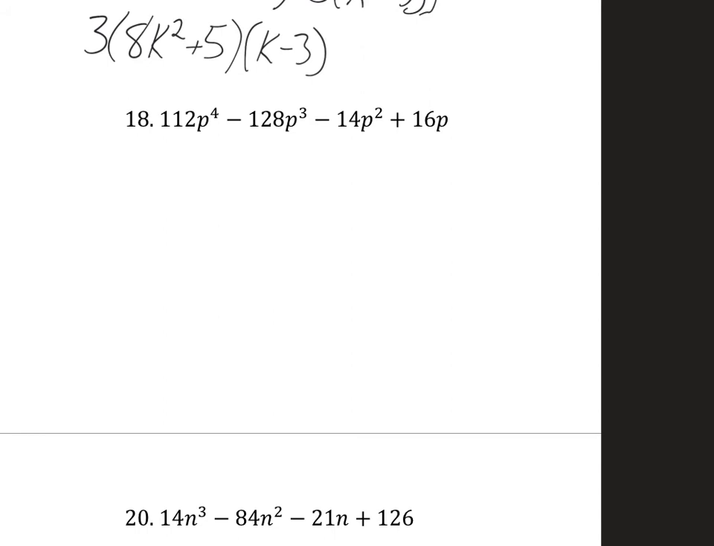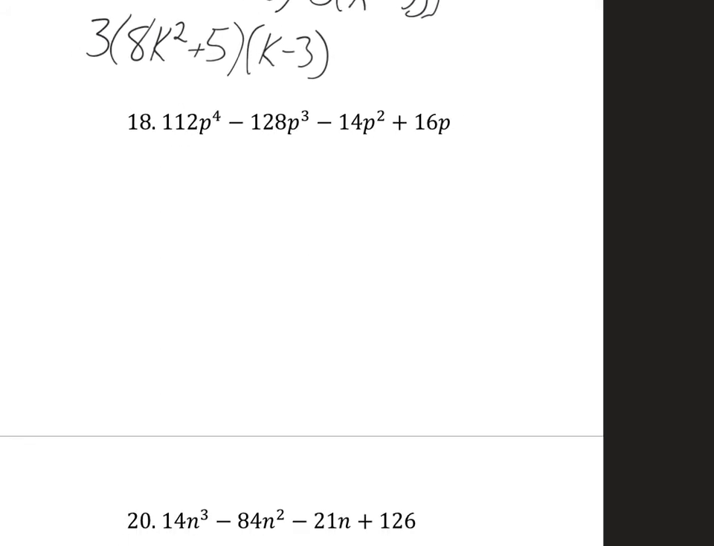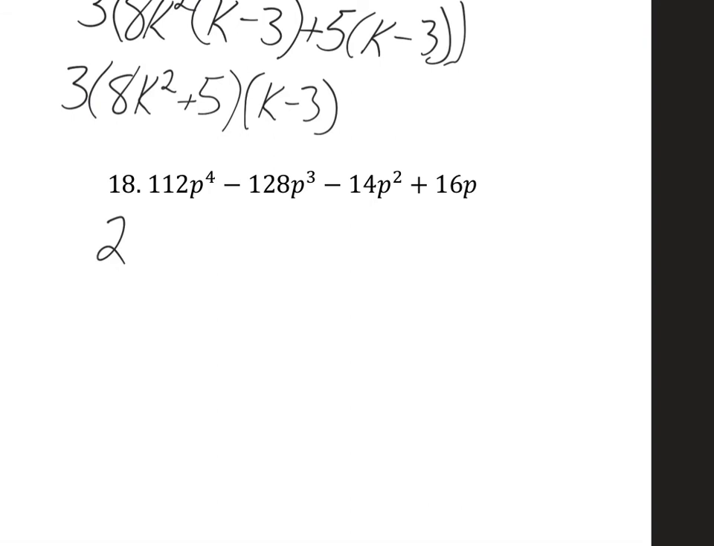So again, we have all even numbers. That tells me at the very least I can pull out a 2, and I'm pretty sure that's all I can pull out. So I'm going to pull out a 2. But they all have p's, so I'm going to pull out, well, 4, 3, 2, 1, I'm going to pull out 1 p. So let's go ahead and do this.